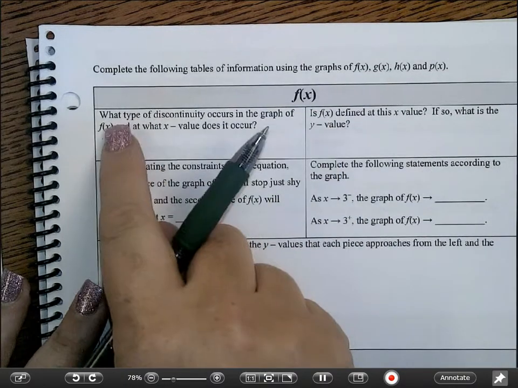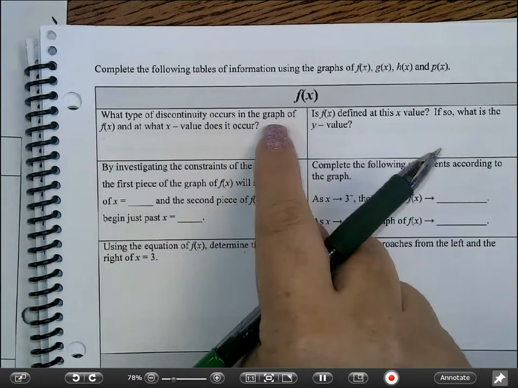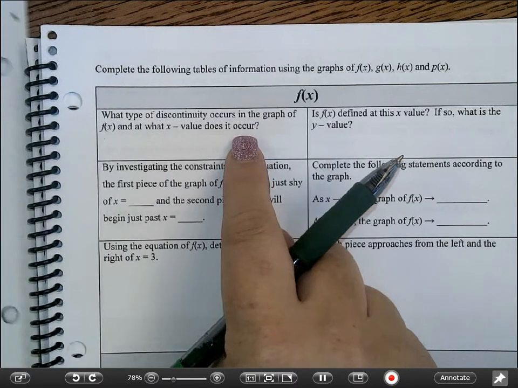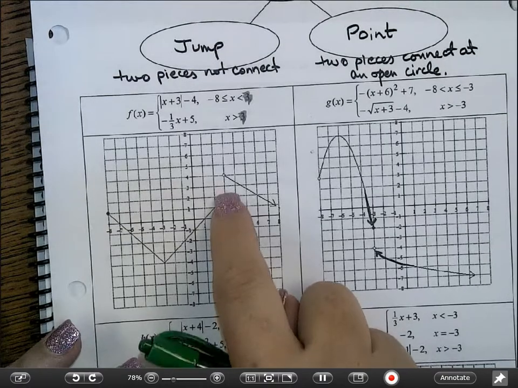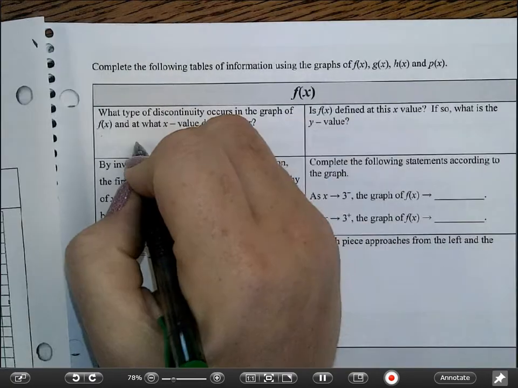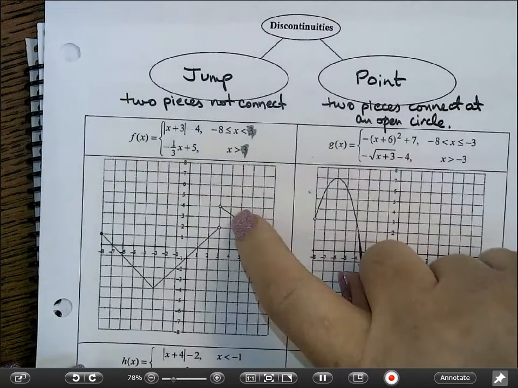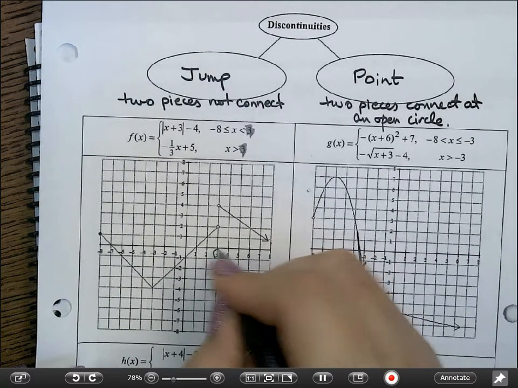It says, what type of discontinuity occurs in the graph of f of x, and at what x value? So we have a jump. These two pieces do not connect. So we're going to say jump. And the jump is occurring when x is equal to 3.